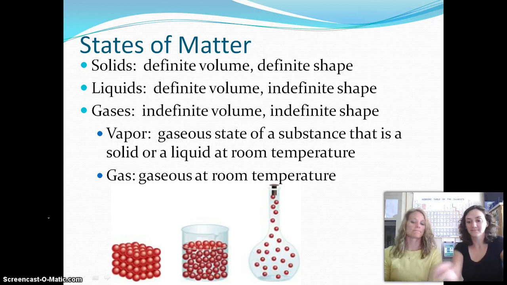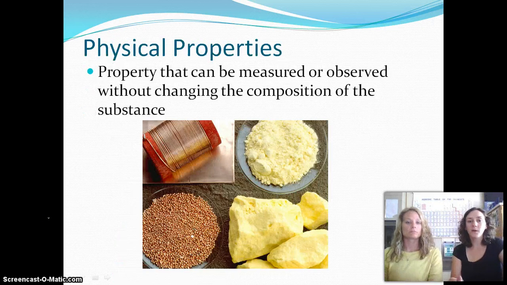Okay, physical properties. Physical properties are ones that can be measured or observed without changing the composition of the substance. So basically with physical properties, all you're doing is looking at the substance. You might be able to pick it up. You might be able to use a ruler and measure, but you cannot change the composition of the substance in order to observe these.